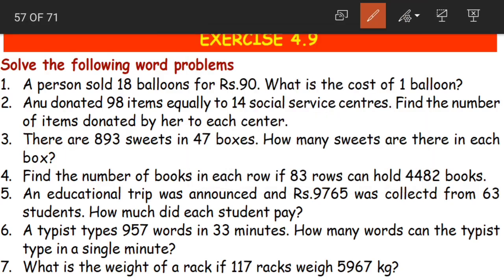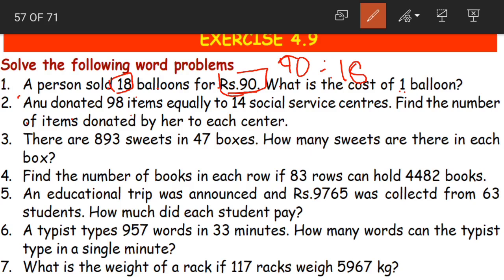The first one is, a person sold 18 balloons for 90 rupees. What is the cost of one balloon? Yes, children. Now this 90 rupees is the total cost of 18 balloons. Now we have to find out the cost of one single balloon. How will we do that? Divide the total amount by the number of balloons. Yes, 90 divided by 18.